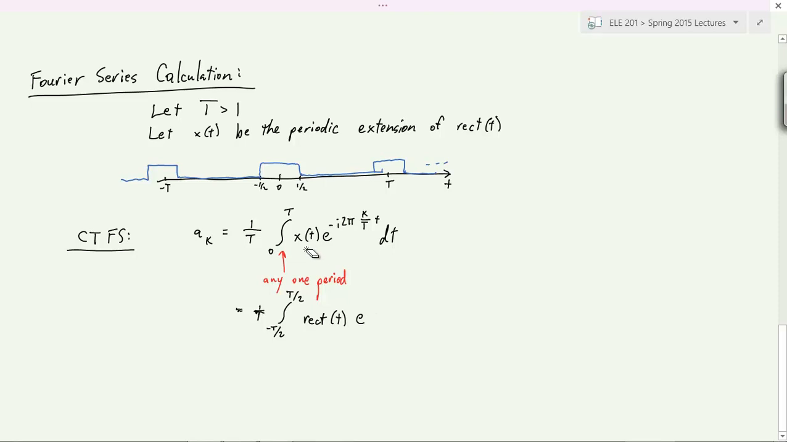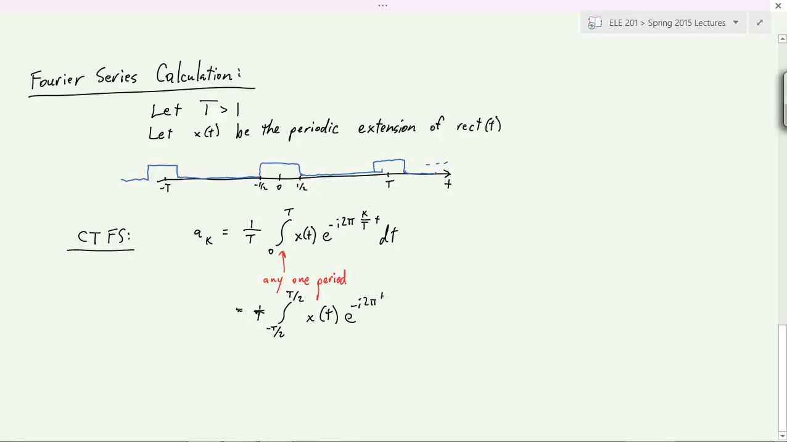I should put that up here too. Let's say rect t. All right. Oh, it's not rect t. Sorry. It's our periodic extension of rect t. That's why I left it as x. Okay, x is the periodic extension of rect t. However, I'll put it here and then I'll change it in a moment.